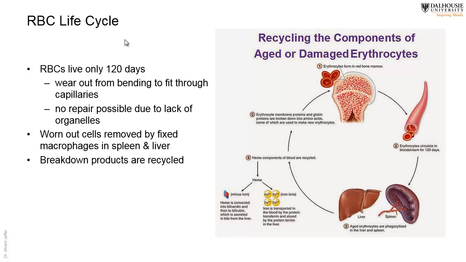So the worn out RBCs are destroyed by macrophages, phagocytic cells, which are present in the liver and in the spleen. We are going to study these macrophages when we deal with the spleen especially. And so they destroy these worn out RBCs, and then most of the content of the RBC is going to be recycled. For example, the iron that is present is going to be reused again. The amino acids are going to be reused again.